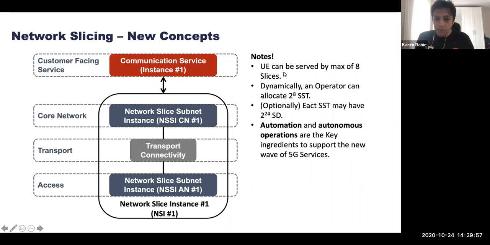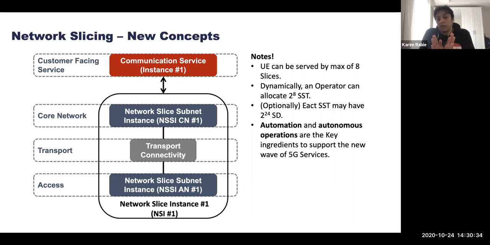Some important notes that we all have to take into consideration will give us the impression of how difficult it is to operate an ecosystem that has dynamic slices. Why? As you see, each single UE can theoretically enjoy 8 slices. People working on the core and the radio know this number, because in the old days the UE could only have 8 data radio bearers. So a UE can be served in 8 slices.